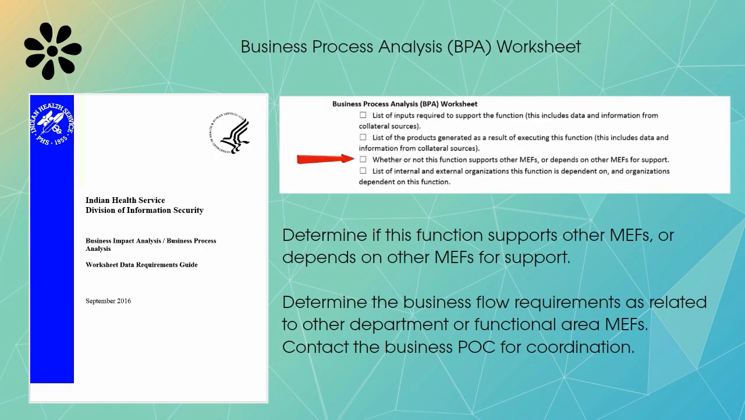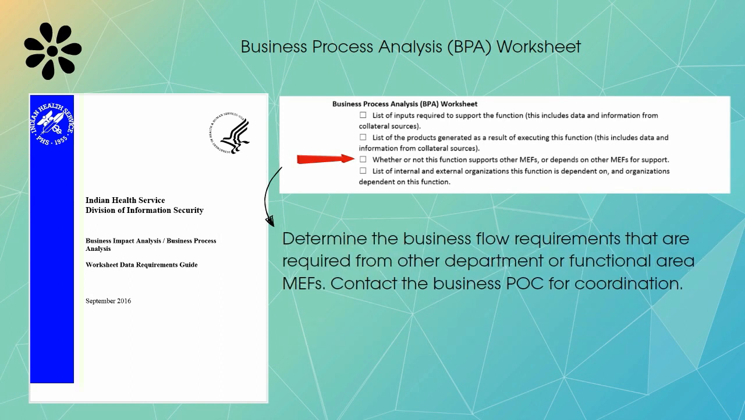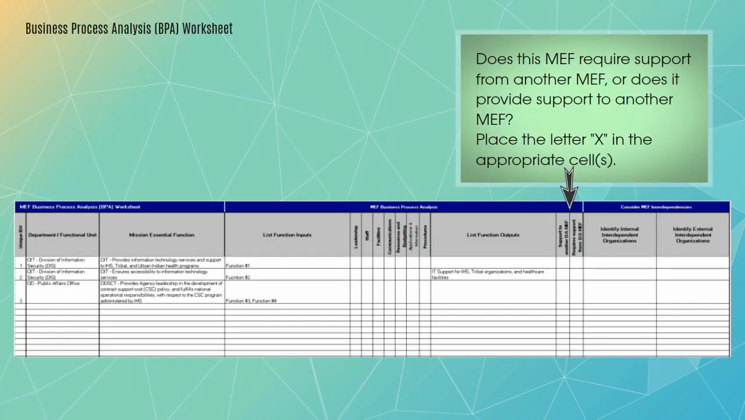Determine if this function supports other MEFs or depends on other MEFs for support. Determine the business flow requirements as related to other department or functional area MEFs. Contact the business POC for coordination. Determine the business flow requirements that are required from other department or functional area MEFs. Contact the business POC for coordination. Does this MEF require support from another MEF, or does it provide support to another MEF? Place the letter X in the appropriate cells.